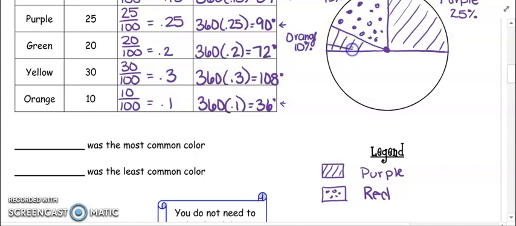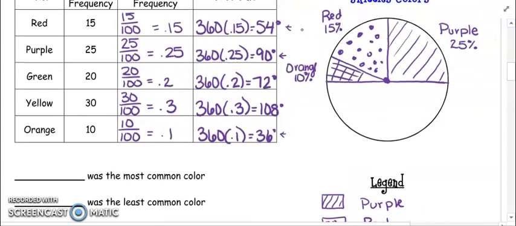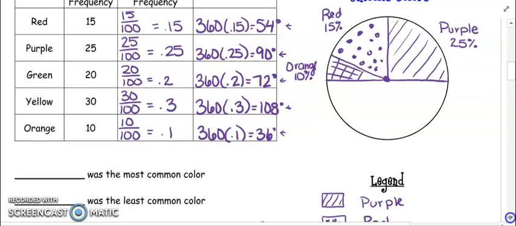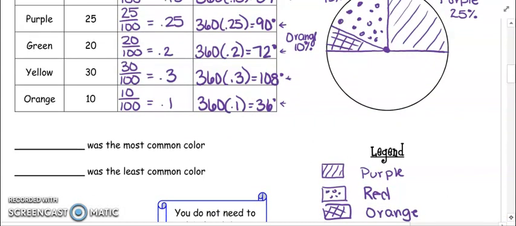All right, so I'm going to make some checks like that one. There's orange. And then the last two I needed to get up there were the green and the yellow together. That makes 72%. The 108 I know is bigger than 90, so I'm going to go something just like that. Here is my green.